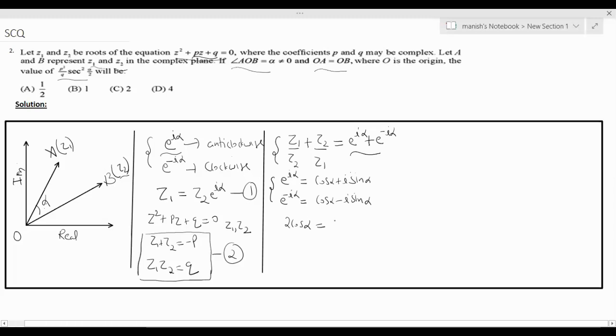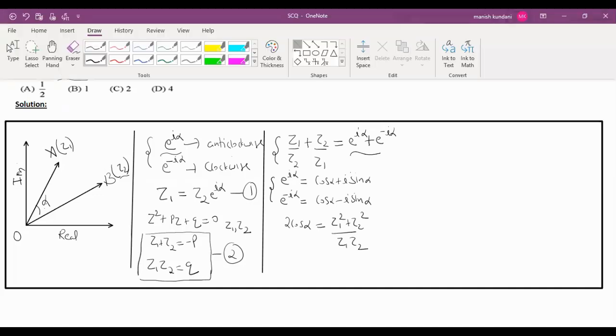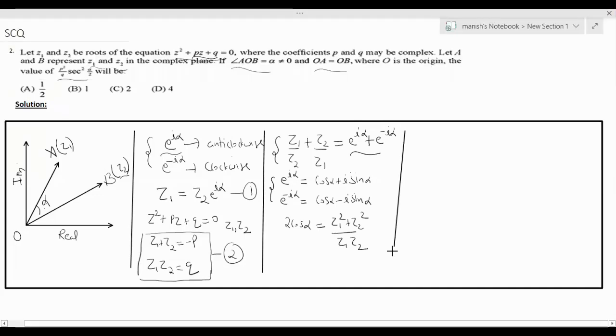So if you simplify this, you take the LCM, you will have Z1 square plus Z2 square by Z1 Z2. This is a very important relation. Observe this carefully now. In the next step, obviously, you're going to use the sum of the roots and product of the roots to connect Z1, Z2 and P. So you have what?